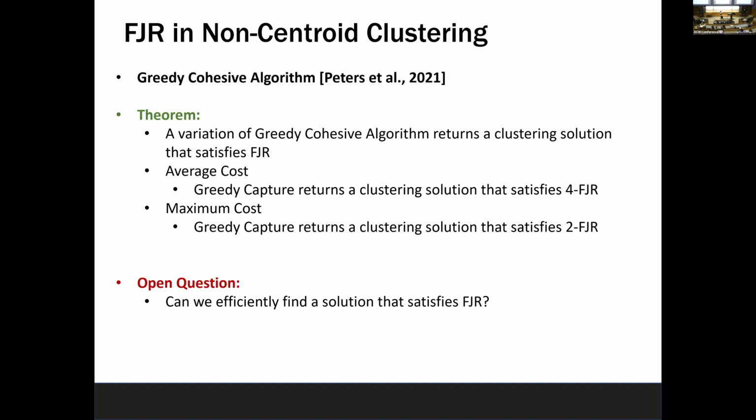We saw that if we apply greedy capture, which in our setting is polynomial time, then greedy capture returns a clustering solution that satisfies 4-FJR, so an approximation of 4 with respect to FJR. And when we are in the maximum cost case, it returns a solution that satisfies 2-FJR. And of course, an interesting open question, I think both in the committee selection problem and in non-centroid clustering, is if there is a polynomial time algorithm that achieves FJR.